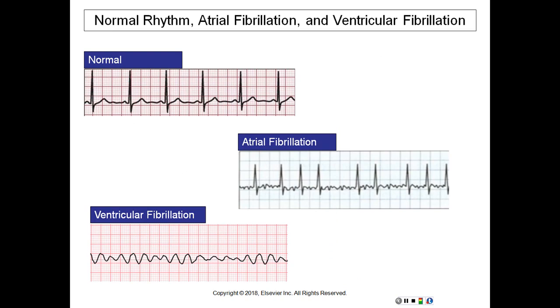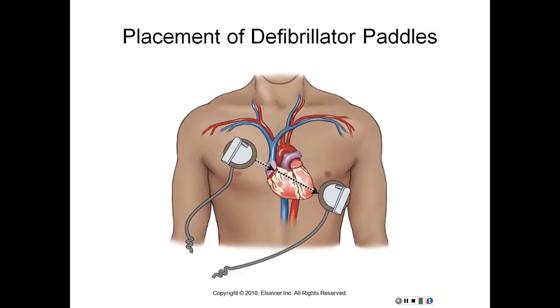Here are just different types of heart rhythm. So a normal rhythm, AFib, and then ventricular fibrillation. Here's just where the defibrillator paddles would be placed. You know, that's when they tell you to clear, and then they shock the patient's heart again. And that will end this recording.